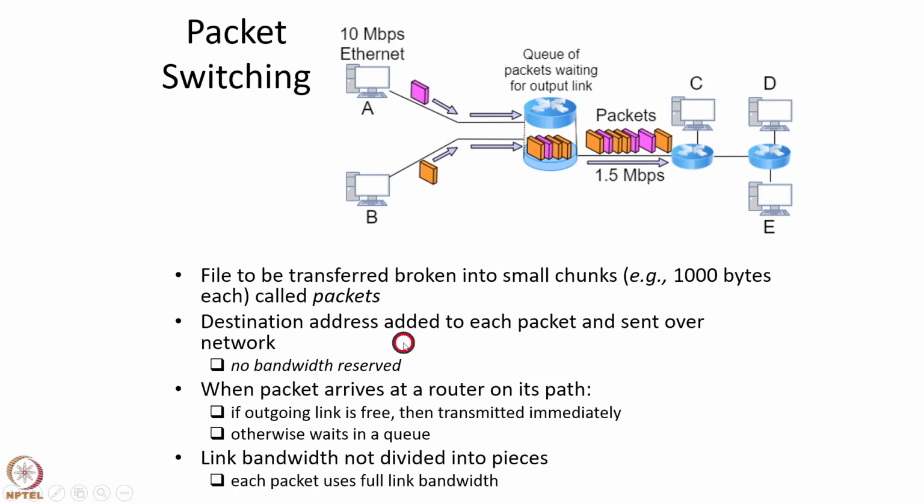The link bandwidth is not divided into pieces, unlike circuit switching. Each packet uses the full link bandwidth. So for example, this link is 1.5 Mbps. Each packet will be sent at this rate of 1.5 Mbps from this router to the next router.